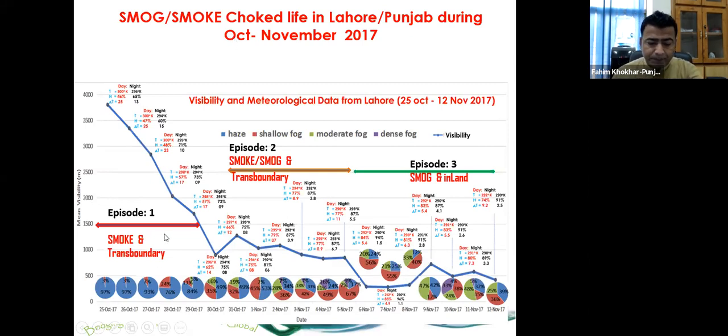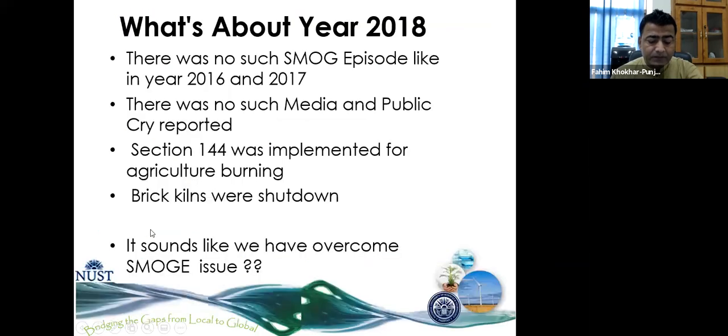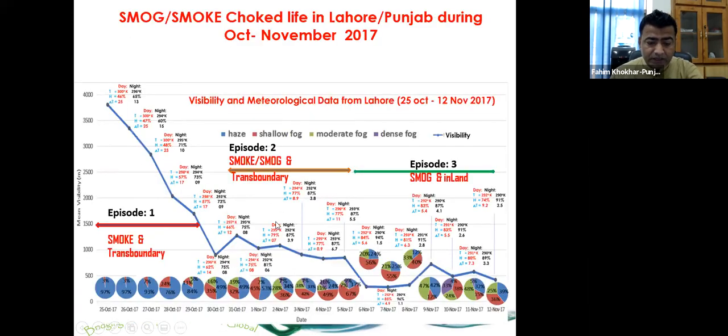So I characterized them in three different episodes. Episode one was mainly smoke caused by transboundary pollution. As you see, the visibility conditions were quite good, but still the smoke was there. The second had smoke and some smog incidents during the nighttime, and mainly it was contributed by the transboundary. And the third episode was mainly smoke, and this was mainly contributed by the inland trajectories. So you see, it is not just the transboundary sources that are responsible for the smog or smoke events. The inland sources or local sources are also contributing to this.